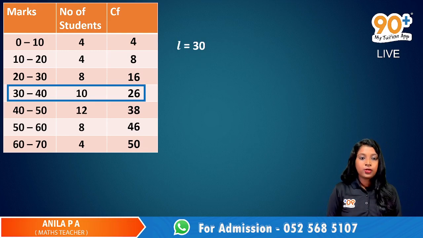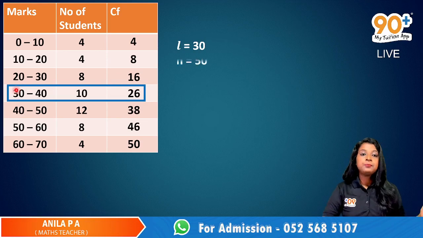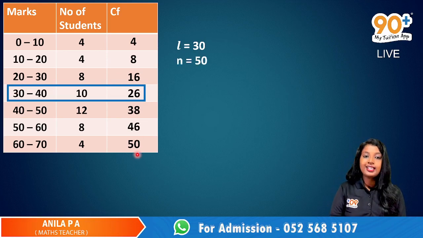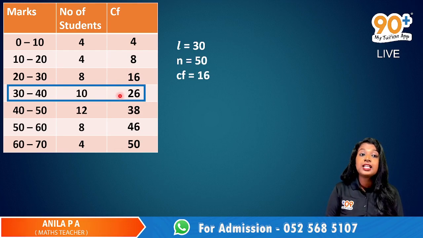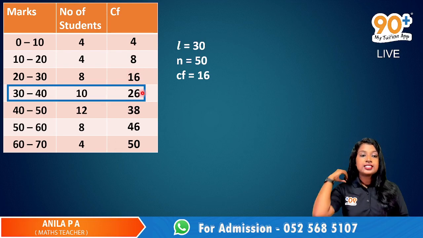Why is L equal to 30? Because 30 to 40 is the median class. The lower limit of the median class is 30. Then what is N? N we got as 50. And what is CF? The cumulative frequency of the class preceding the median class is 16 over here.